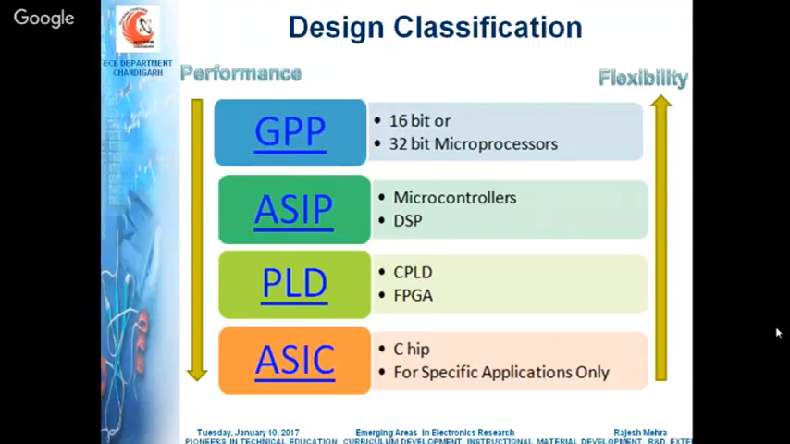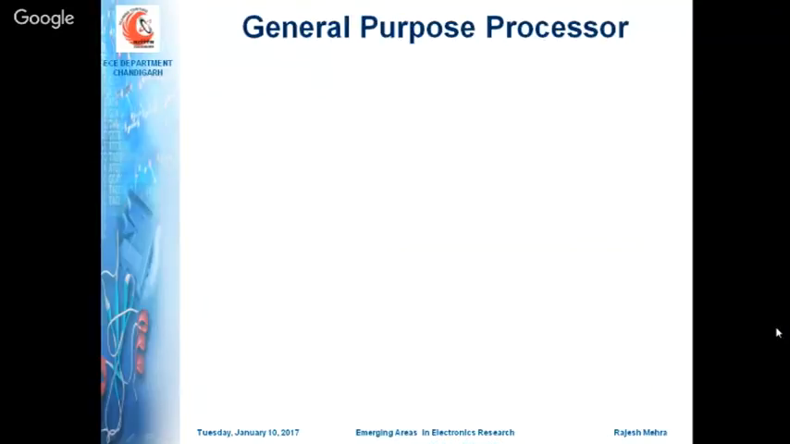Likewise, if you go for performance, it is in the other direction. Performance of ASICs is best. They are optimal in all senses. They can give you better power, meaning low power consumption, high speed, right? Area consumption will be less, and performance wise they will be better. But they are not flexible, meaning they can be used for that particular application. They cannot be used for any other application.